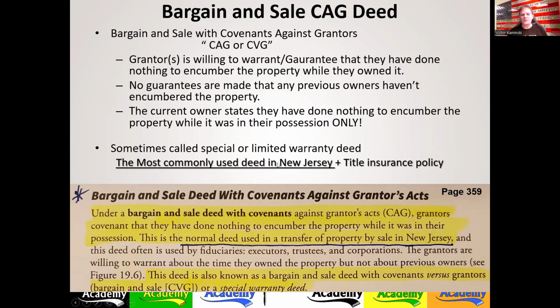So this is the most commonly used deed in New Jersey. So let's highlight under the bargain and sale deed with covenants against grantors act, the grantor covenants that they have done nothing to encumber the property while it was in their possession. This is a normal type of deed that transfers ownership of property in New Jersey. And this is also known as a bargain and sale deed with covenants against grantors, a special warranty or limited warranty deed.